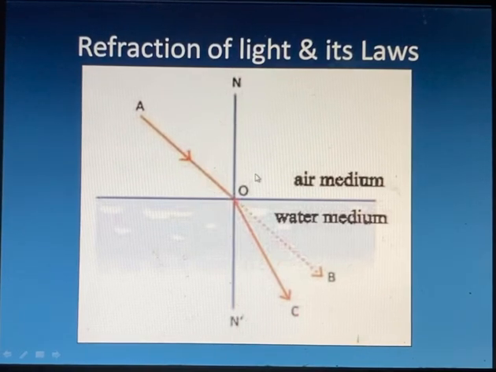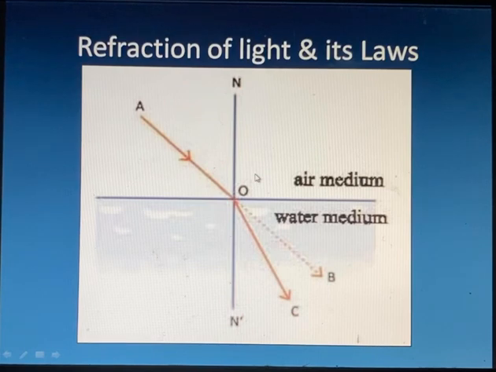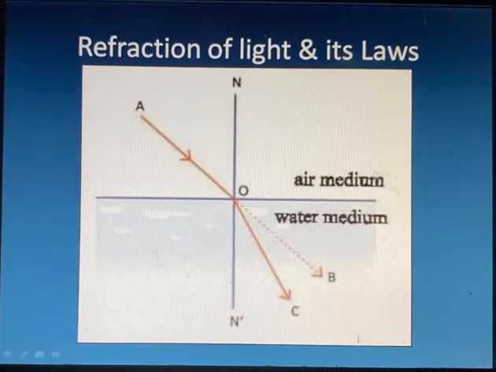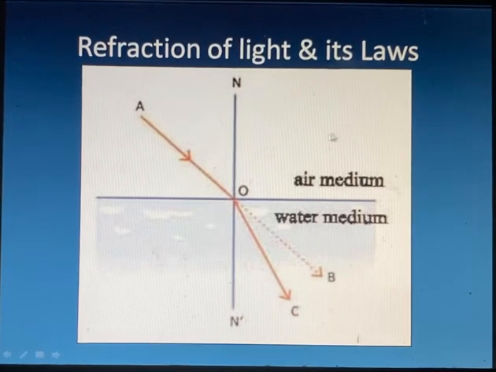At your exam hall condition, you may have the question: state the laws of refraction. You have to write exactly whatever it is.